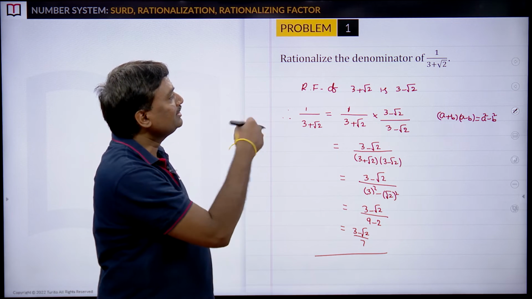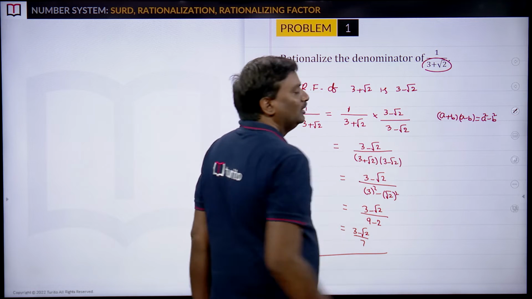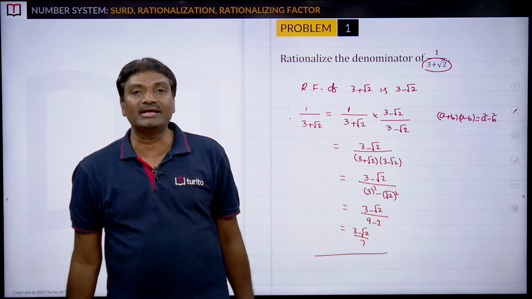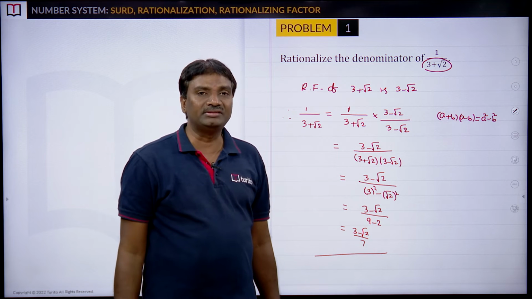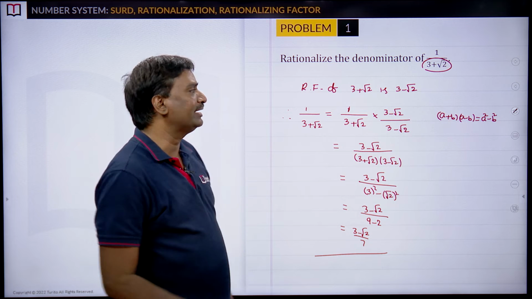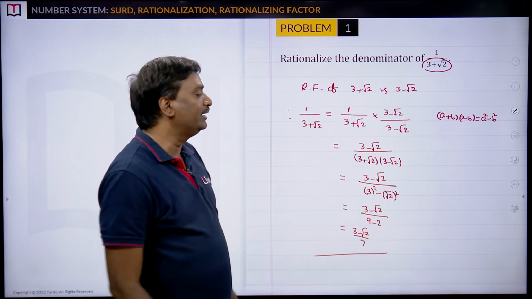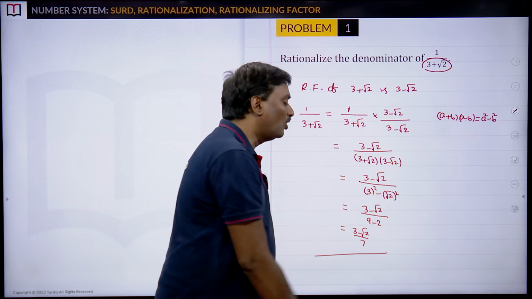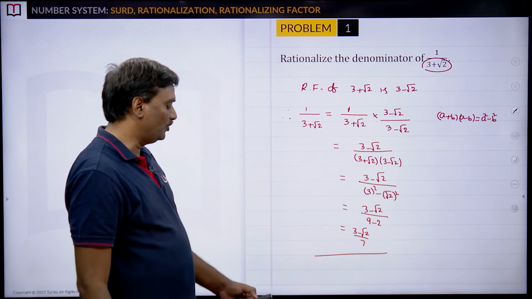Okay. So, rationalize the denominator. What is the denominator? 3 plus root 2. Just as we have discussed, a plus root b and a minus root b are rationalizing factors of each other. So, since 3 plus root 2 is there, we take the rationalizing factor as 3 minus root 2, multiply the numerator and denominator by 3 minus root 2 and simplify. After simplification we got 3 minus root 2 by 7. So, hope you understood, ma'am. I am going to the next problem.